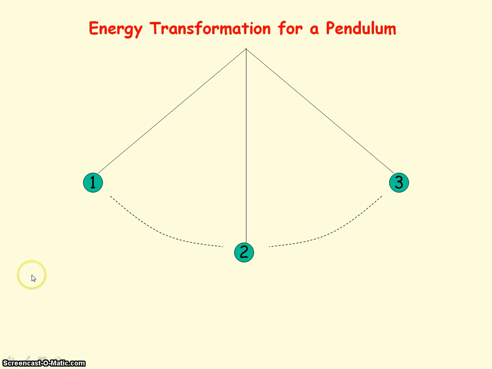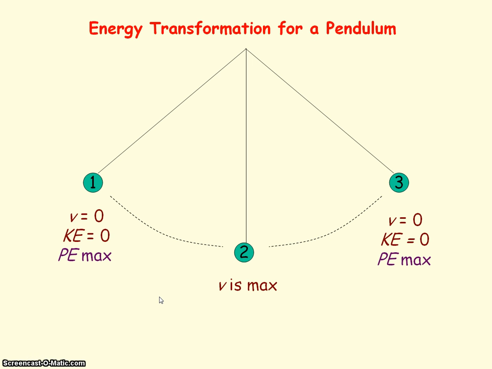So if we now consider the energy transformation taking place for a pendulum, positions 1 and 3 represent maximum displacement, and position 2 represents zero displacement, that is the equilibrium position. At maximum displacement, we know velocity is zero, so that means the kinetic energy will be zero and the potential energy will be maximum. At zero displacement, we know velocity is maximum, so therefore kinetic energy will be maximum, and so potential energy will be minimum.